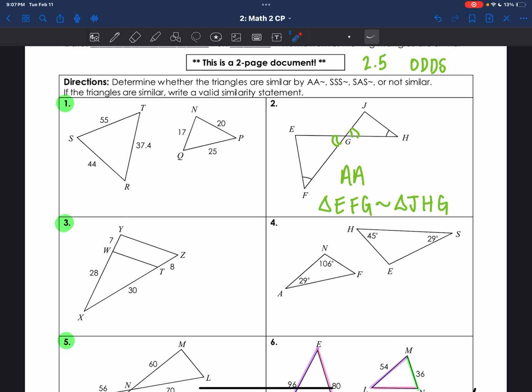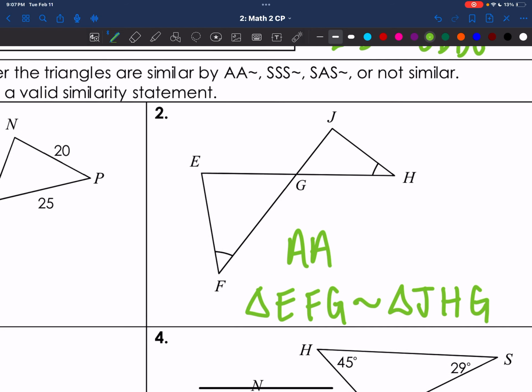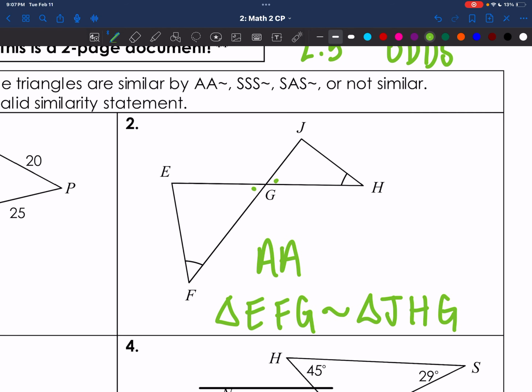So what I did here is, if you look at 2, those weren't there before, you just need to look at the information that's provided or what we can put in there. Notice these two are vertical angles. Since they're vertical angles, we can say that they're congruent to each other. Now we've got this angle F and angle H. We know that these are similar because of angle, angle.